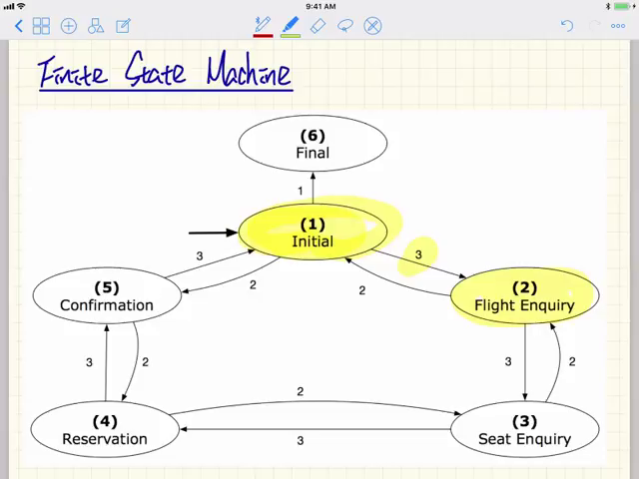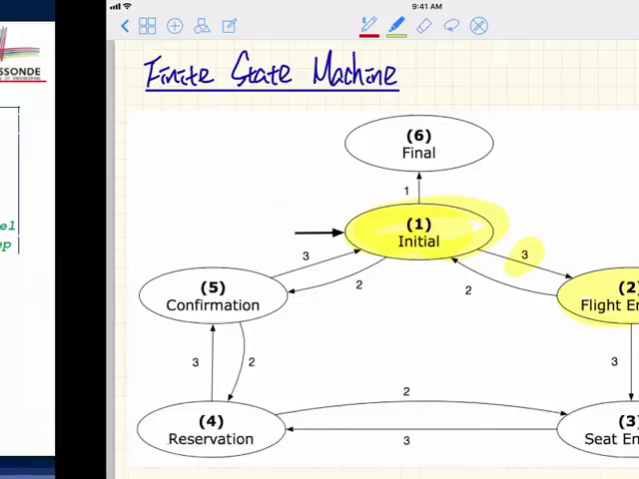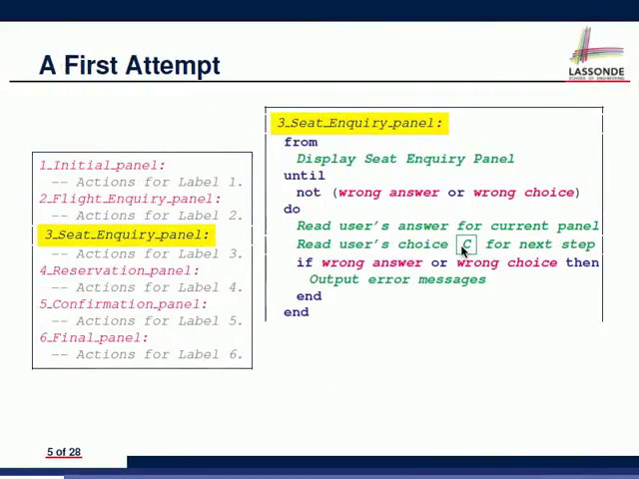If they give us choice 2, in that case, it's not valid. So we get stuck. And then we should really display an error message to say you should choose again, right? That's the pattern for every state in your system. And if you got a wrong answer, you should output an error message.